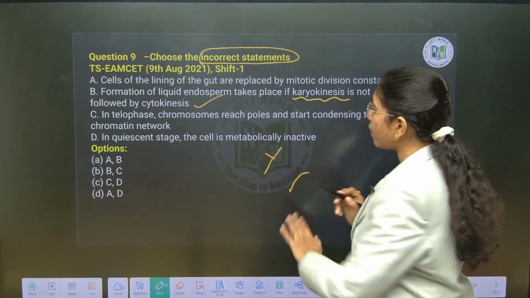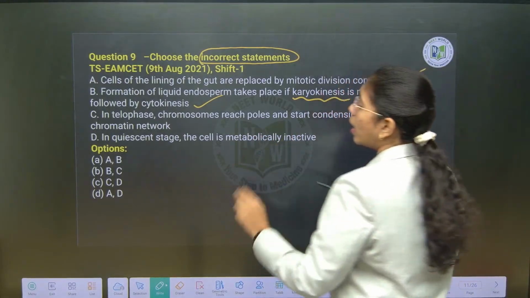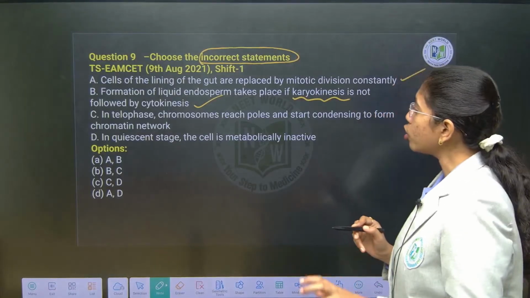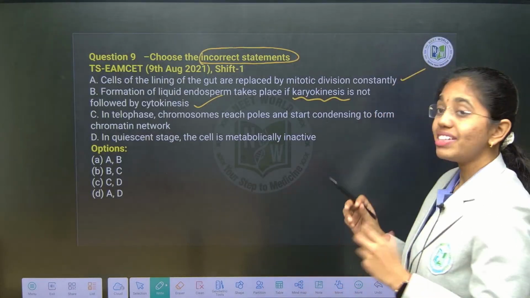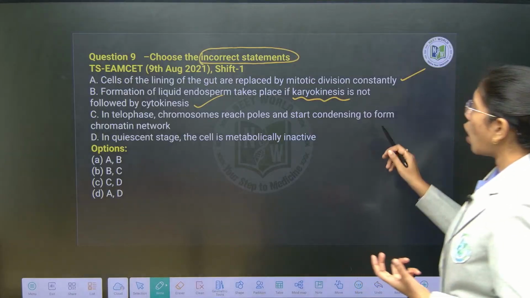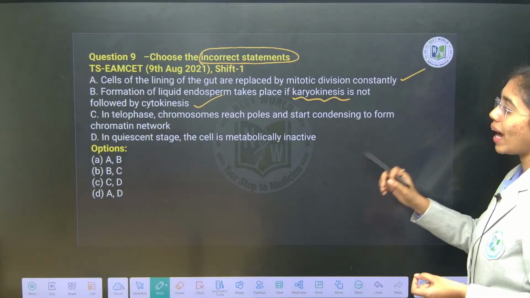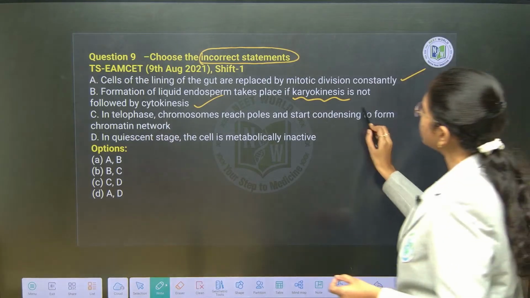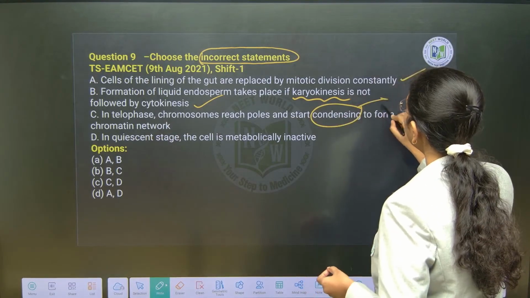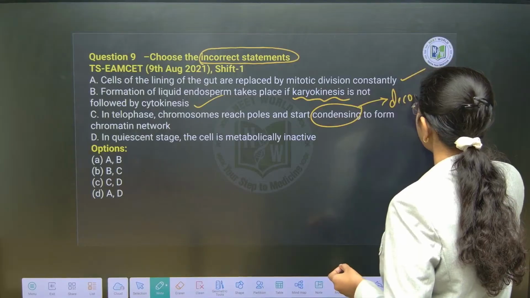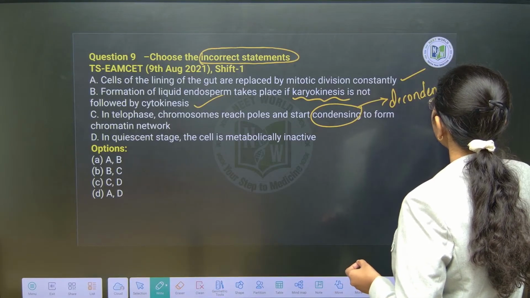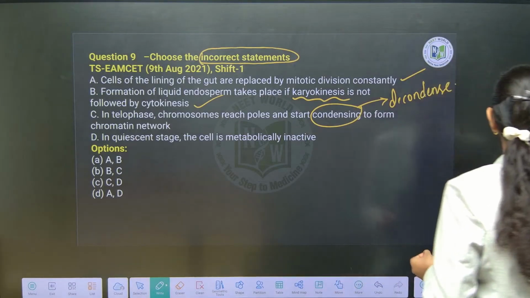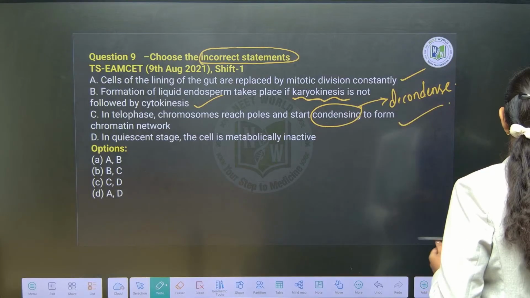Here if you observe the next statement, in telophase chromosomes reach the poles and they start condensing to form the chromatin network again. The first part is true, but here condensation is not happening. Chromosomes will decondense to form the chromatin network.